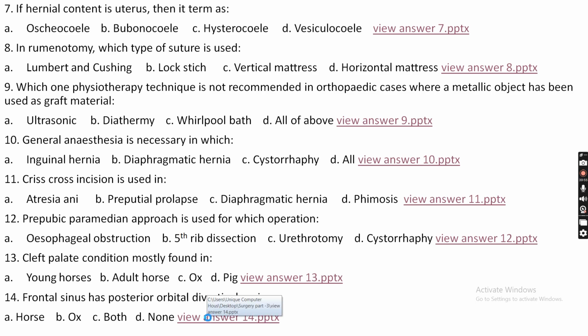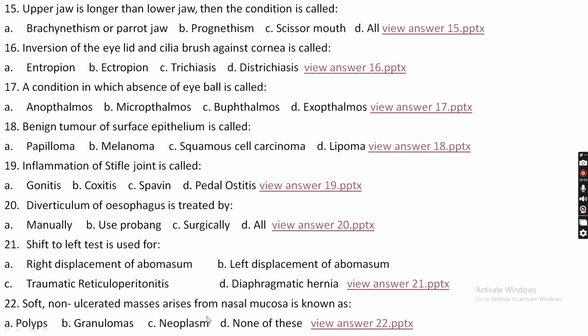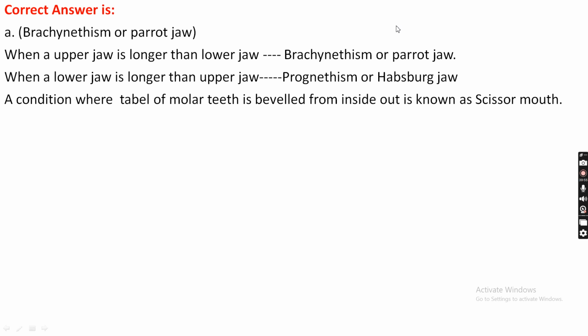Question number 15. Upper jaw is longer than lower jaw, that condition is called, option A, brachygnathism or parrot jaw, option B, prognathism, option C, scissor mouth, option D, all. The right answer is option A, that is brachygnathism or parrot mouth. When the upper jaw is longer than the lower jaw, that condition is known as brachygnathism or parrot jaw. And when the lower jaw is longer than the upper jaw, that condition is known as prognathism or Habsburg's jaw. Scissor mouth is a special type of condition where the table of molar teeth is beveled from inside out.